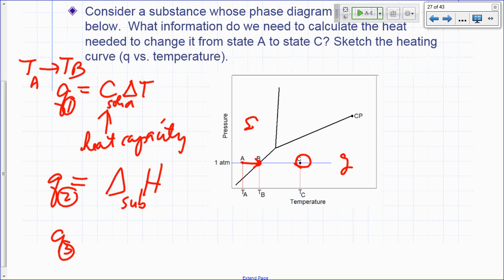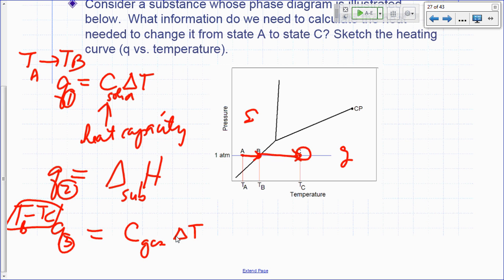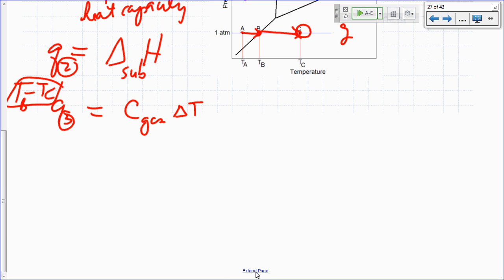In the third step, you're going to raise the temperature from TB to TC. Once you go from TB to TC, what's the form of your substance now? It's now a gas, right? So you need the heat capacity of the gas times delta T. And again, heat capacity might be given per mole or per gram, so you multiply it by the actual moles or grams. Right?